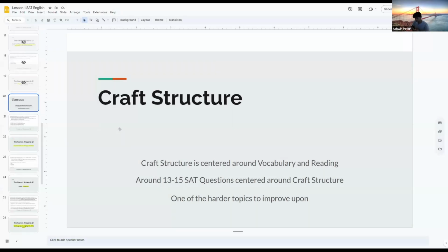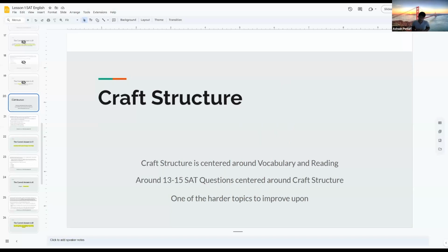Last week we covered conventions, which is the sort of rules of the English language. Now we're going to move on to a more technically complicated subject, which is craft structure. This is another topic that is also covered in the SAT English portion of the exam, and there are around 13 to 15 SAT questions around craft structure. And it is one of the harder topics to improve upon, but nevertheless, you can still obviously improve and practice.